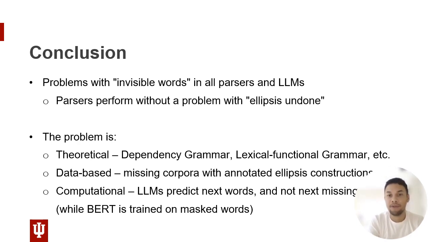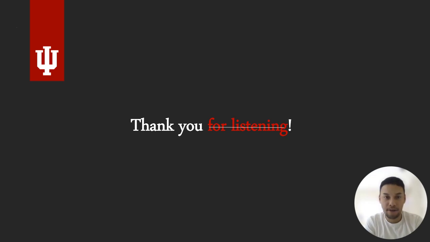And looking at dependency grammar, lexical functional grammar, we see that in the parsers that are built off of these. The problem is also data-based: the fact that there is a lack of corpora with annotated ellipsis constructions across the board and cross-linguistically. And the problem is also computational, in the fact that large language models predict next words and not next missing words, like what BERT and the transformer architecture do with masked words. And on this note, thank you.